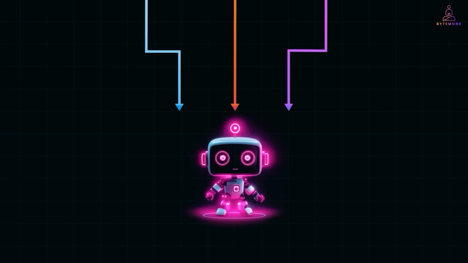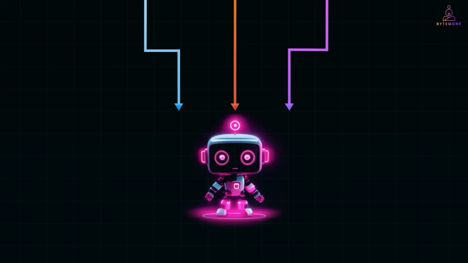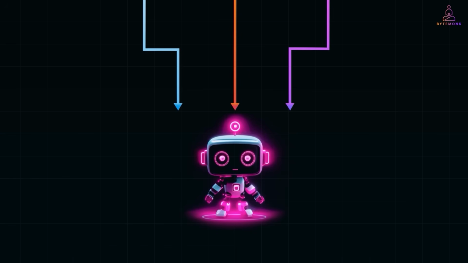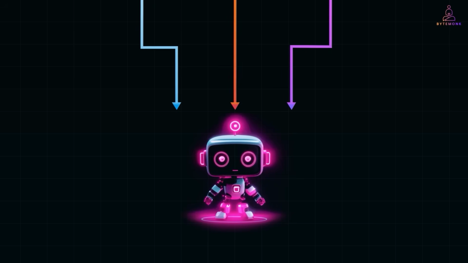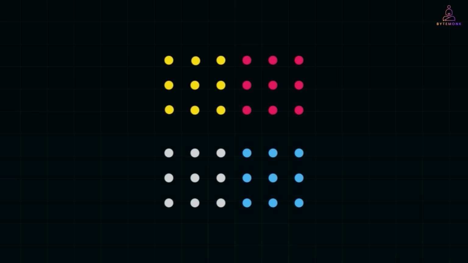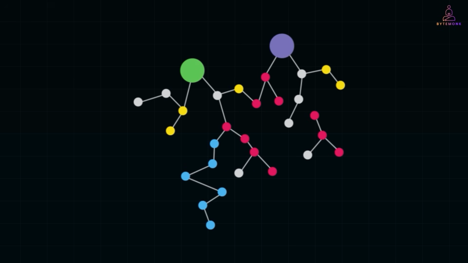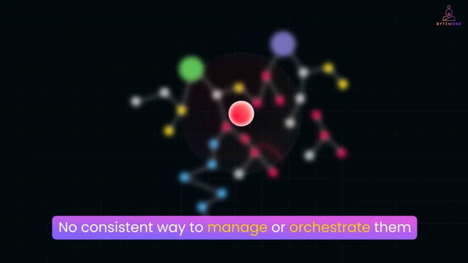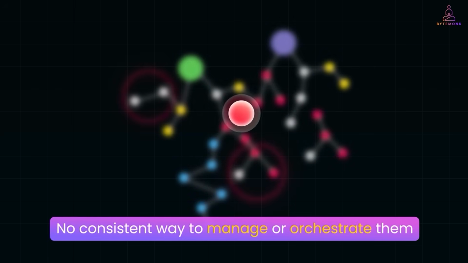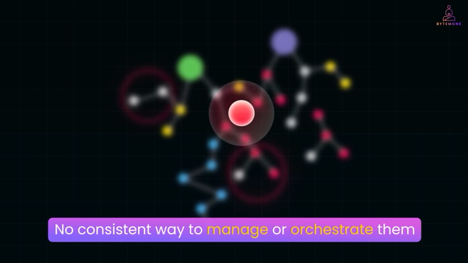And then comes the AI layer. Suddenly, you're not just wiring APIs into code. You're wiring them into AI agents. If the API changes, your agent breaks. This is the messy cycle most teams fall into. APIs everywhere, but no consistent way to manage or orchestrate them. It's fragile, slow, and hard to scale.